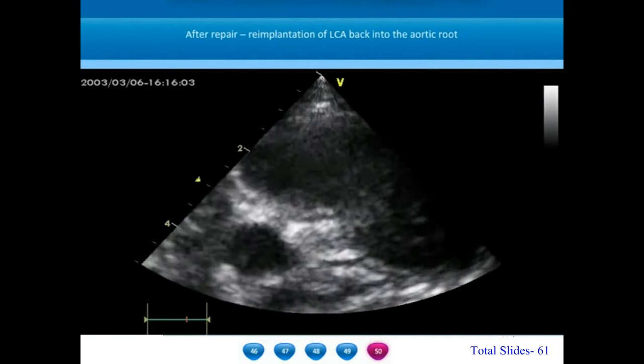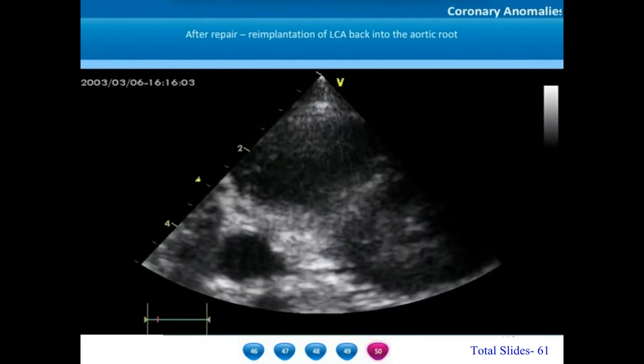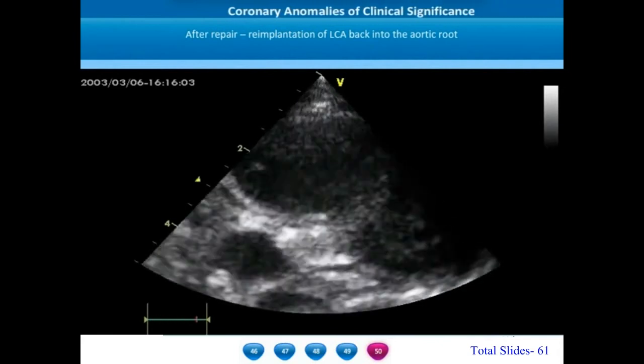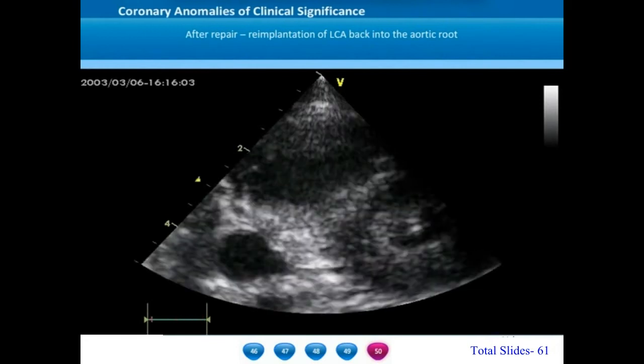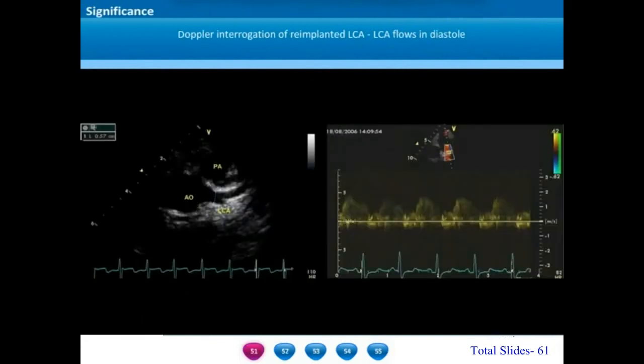This is a picture after the surgical re-implantation of the LCA back into the aortic root. You can see the long LCA getting its origin from the aortic root. This is another example of a re-implanted LCA.